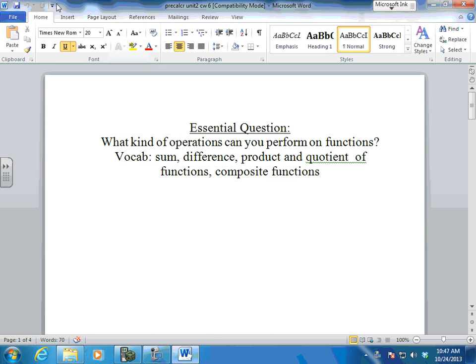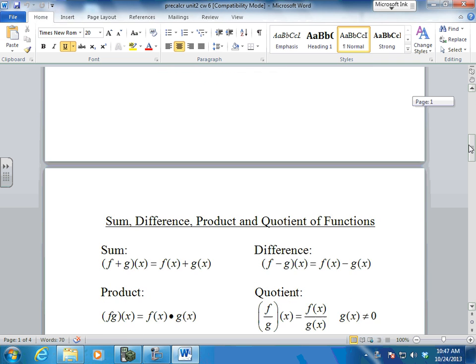Today we're going to take a look at what kind of operations you can perform on your functions. We can subtract them, add them, multiply them, and divide them. We're still going to look at your domain and your range, because the only time they change is when we divide, since the only thing that ever gives us a problem is the denominator. So we'll look at domains and ranges at the same time.